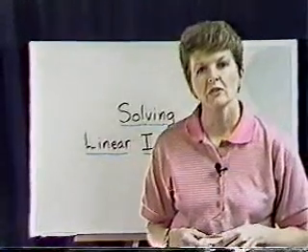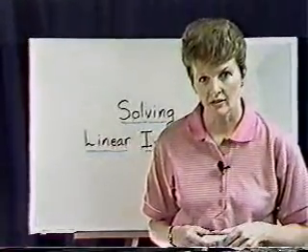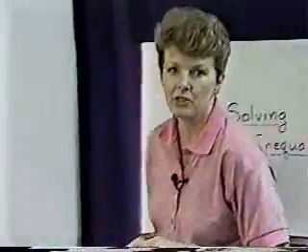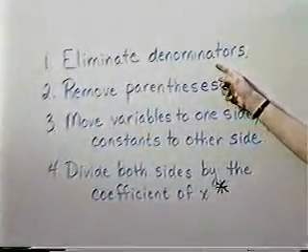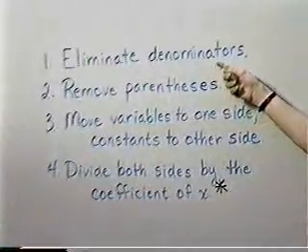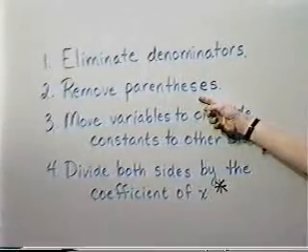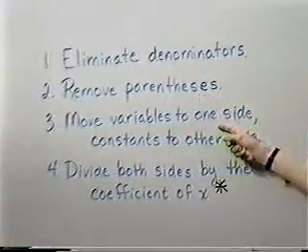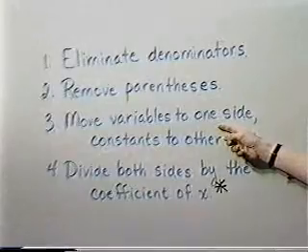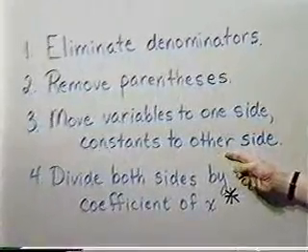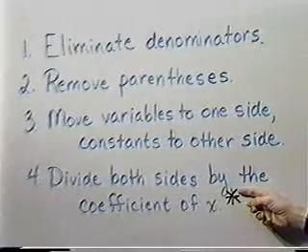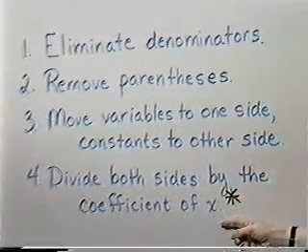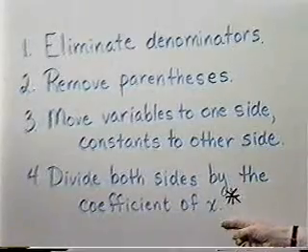This tape segment will review solving linear inequalities. I've written some steps down that you may want to follow when solving linear inequalities. They are to first eliminate denominators if there are any other than 1. Next, remove parentheses if there are any. Then move variable terms to one side of the equation, constant terms to the other side. Then divide both sides of the inequality by the coefficient of x or your variable.